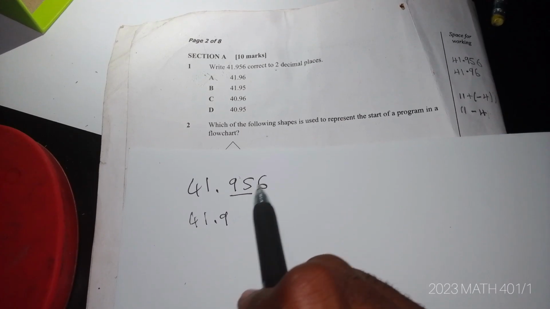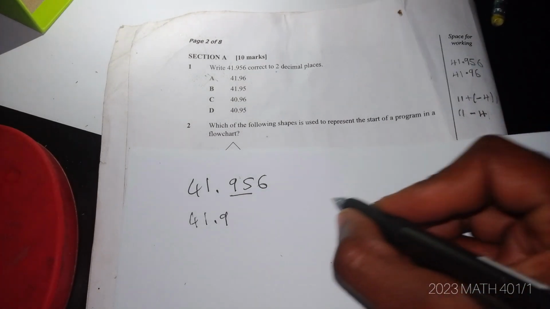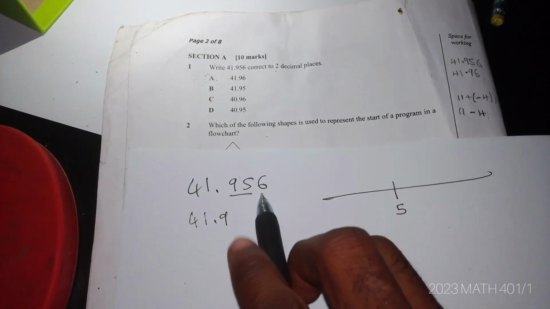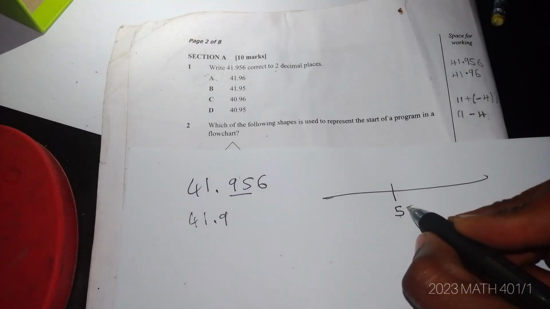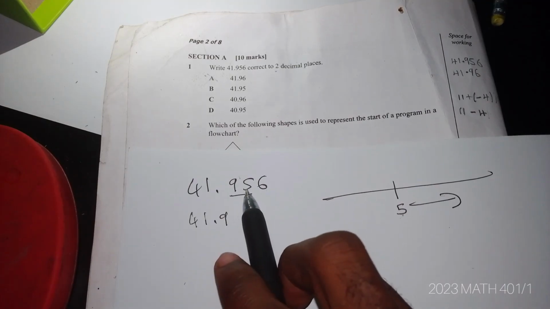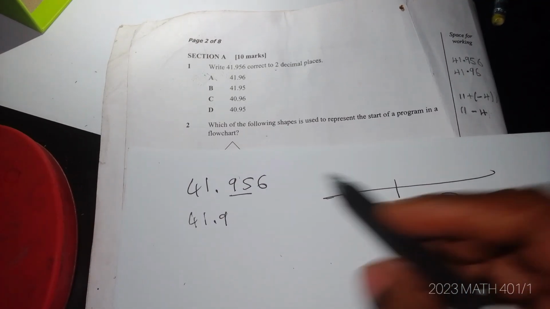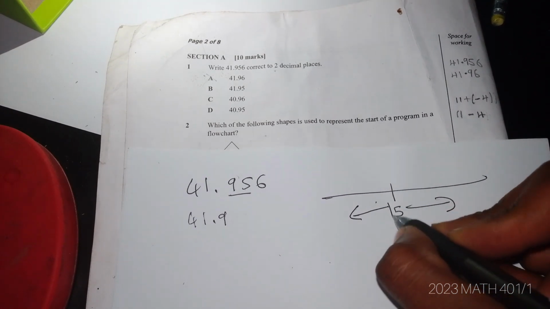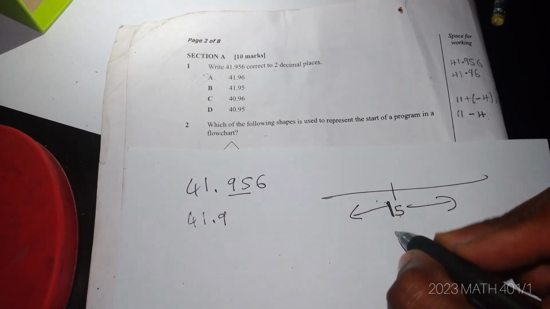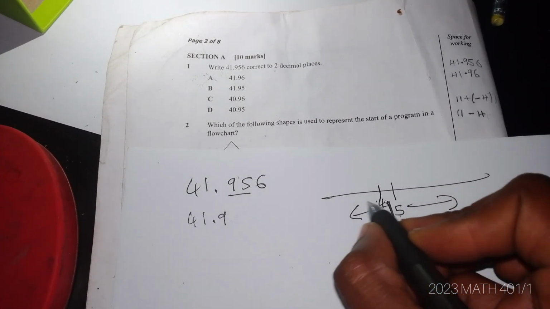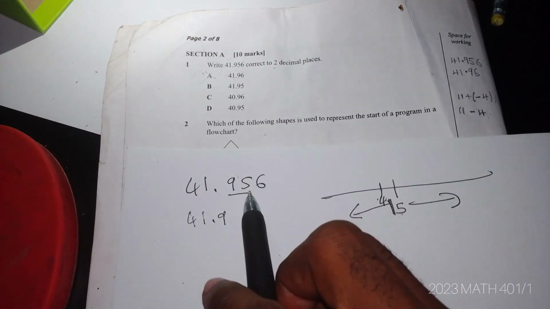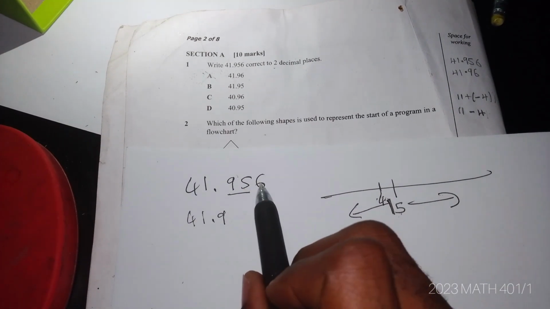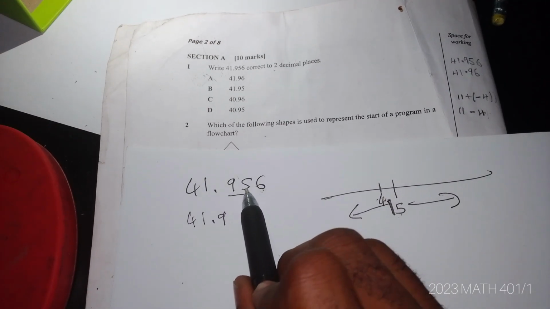Check the next digit. So 5 is like the center. When the digit on this side is a 5 and above, then this number should increase by 1. If the digit here is less than 5, if it's a 4, a 3, a 2, a 1, or a 0, then nothing will change on this side, and this will remain a 5.